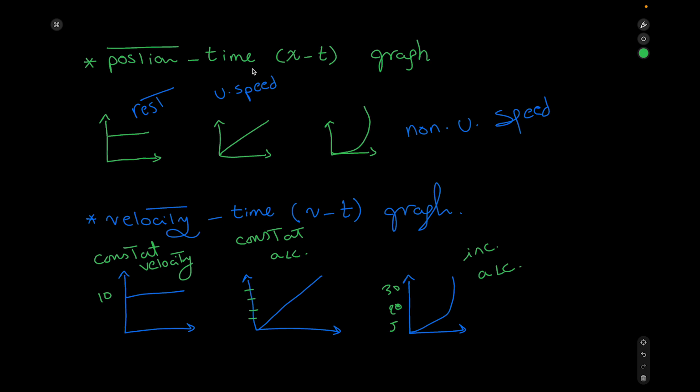And regarding the position versus time graph, you're going to have the slope in this one. In the position versus time graph, the slope is equal to the velocity. And in the velocity versus time graph, the slope is equal to the acceleration.